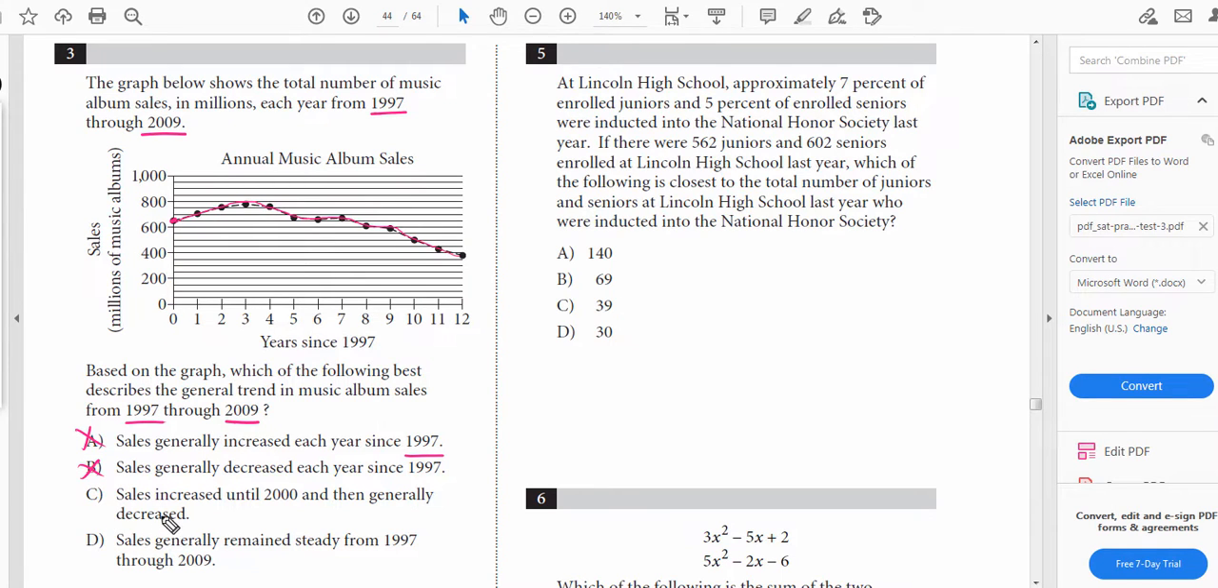Now let's see option C. It says sales increased until 2000 and then generally decreased. Yeah, this could be the option, because over here this is 1997, so this is 1998, 1999 and 2000. So you can see up till 2000 the sales became maximum and then they decreased. But let's see the last option as well. Sales generally remain steady. No, they are not. So the correct option will be option C.